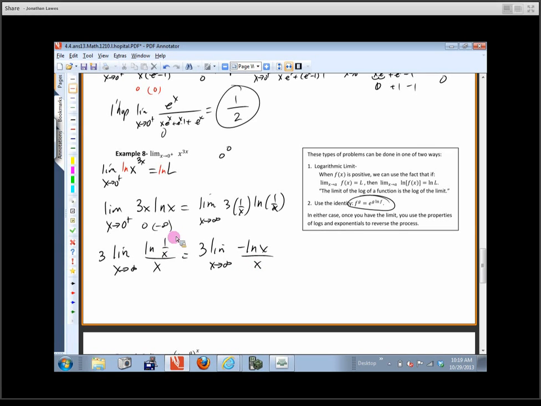Wrote that as a negative exponent. Brought the negative exponent out front. Nice, easy format to work with, just like it was up above. I could even pull the negative out if I wanted to. I don't have to. If I plug in infinity, this is negative infinity, and this is infinity. So I can apply L'Hopital's rule.